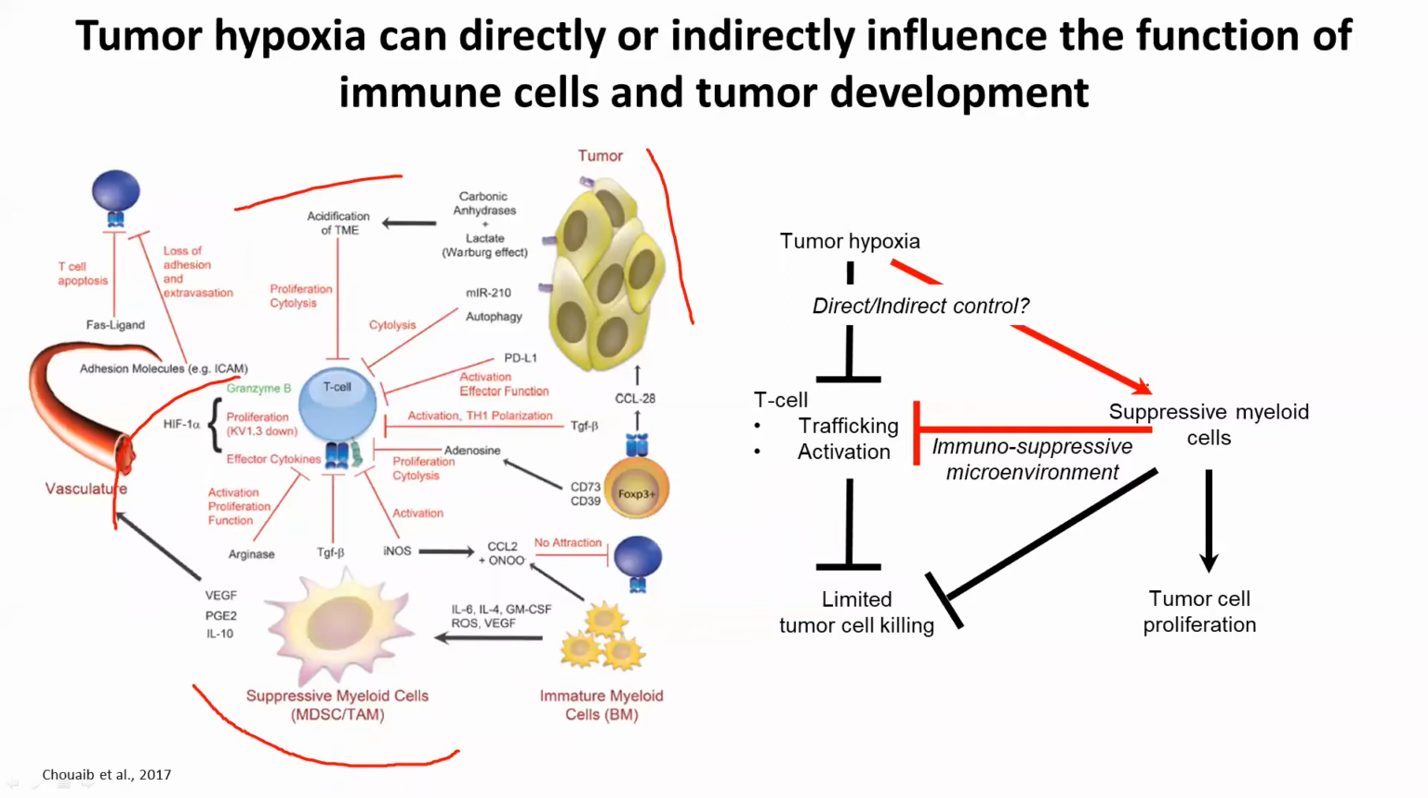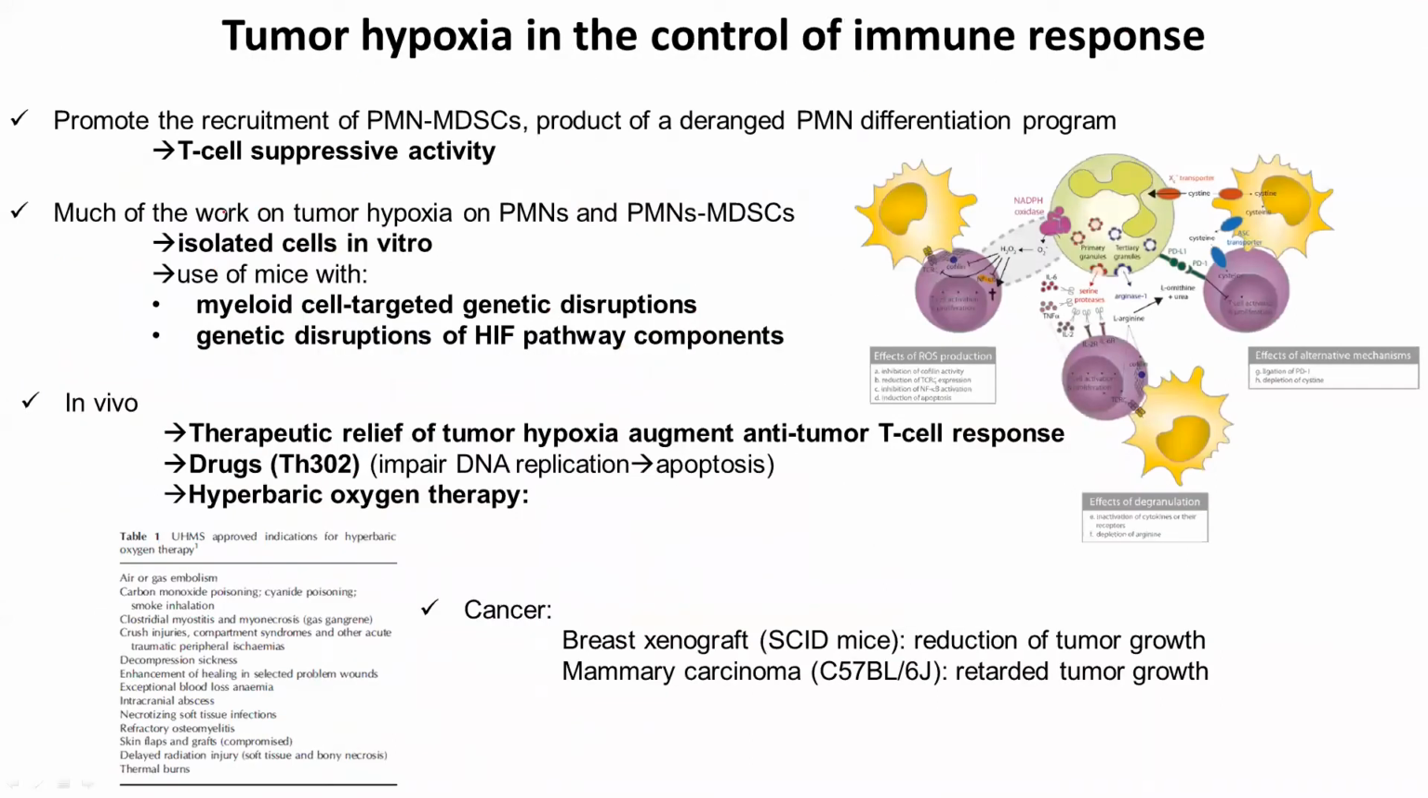In that case, it has been shown that tumor hypoxia can promote the recruitment of PMN MDSCs, which are a product of a deranged PMN differentiation program, leading to T-cell suppressive activity. This T-cell suppressive activity can be revealed in many ways. For example, the production by MDSCs of reactive oxygen species can inhibit T-cell activation and proliferation by inhibiting TCR signaling, inhibiting the activity of the co-stimulatory NF-kappa B pathway.